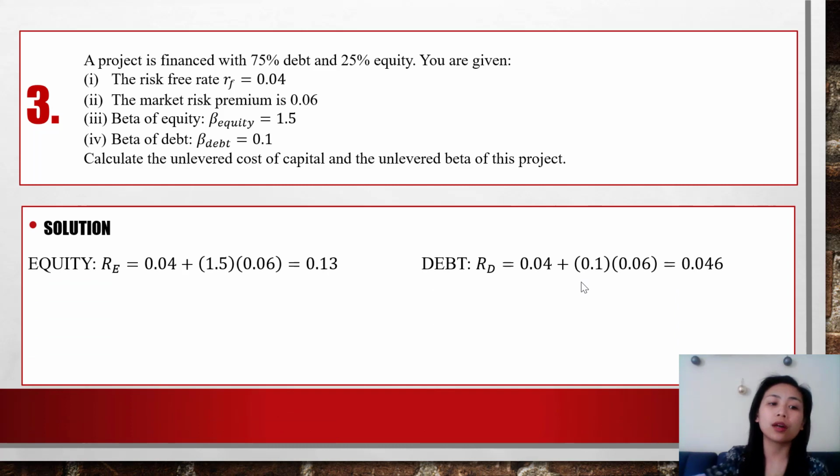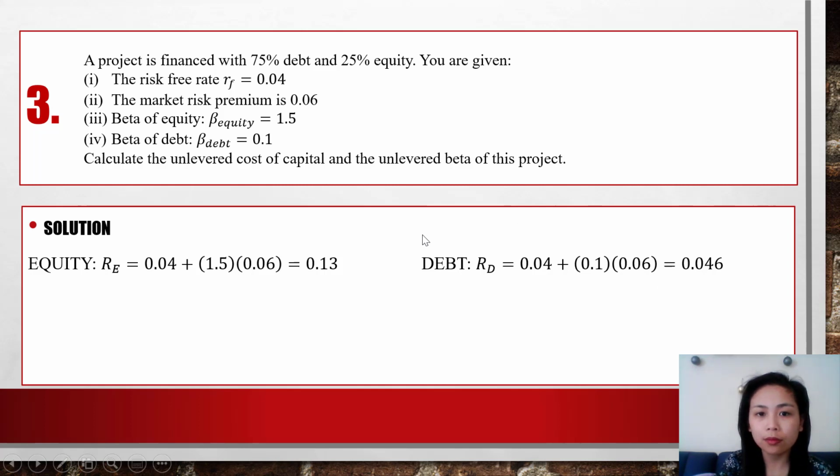So here, equity, we got RE. Using the security market line, RE is equal to 0.04, the risk-free rate RF, plus beta E times the risk premium. So we got 0.04 plus 1.5 times 0.06. So the equity cost of capital is 0.13. And similarly for the cost of capital for debt, we got RD is equal to RF plus beta D times risk premium. So we got 0.04 plus 0.1 times 0.06, which is 0.046.